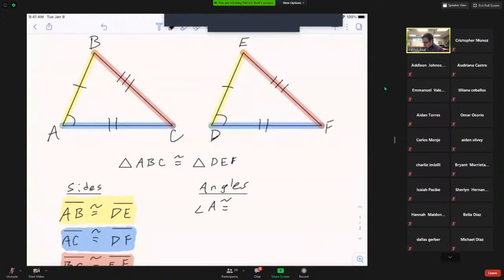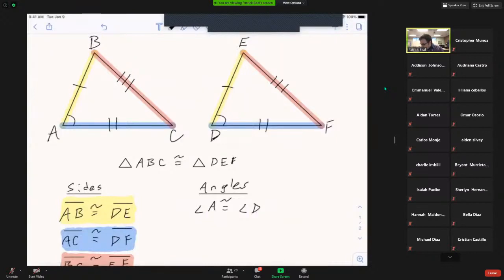There we go. So angle A is going to be congruent to angle D because those are congruent angles. What other angles are congruent? What other angles are the same size here? Yeah, very good, Seth. We've got B is congruent to E, and then C is congruent to F.